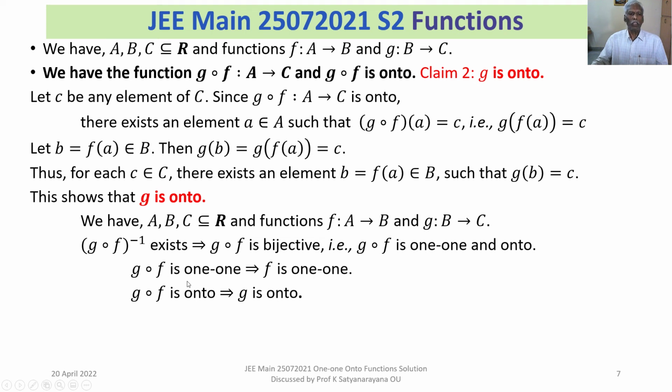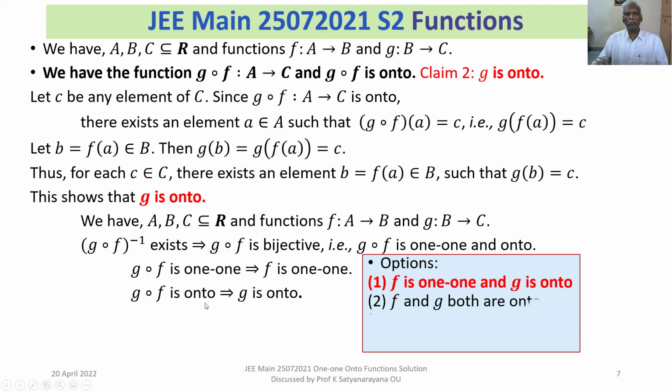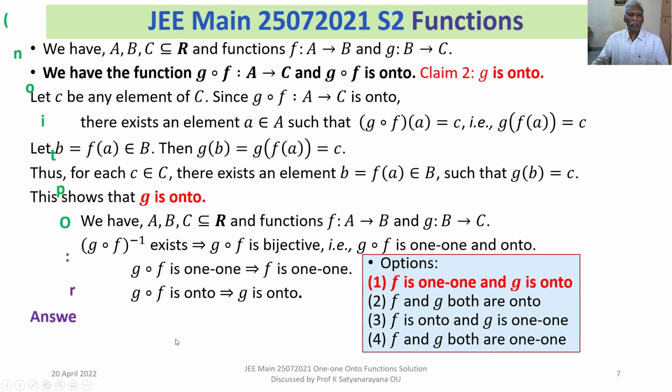So thus, what is it that we have proved? We have proved f is 1-1 and g is onto. So that is option 1. So our answer is option 1 is true. That is, when g compose f inverse exists, then f is 1-1 and g is onto. So option 1 is true.